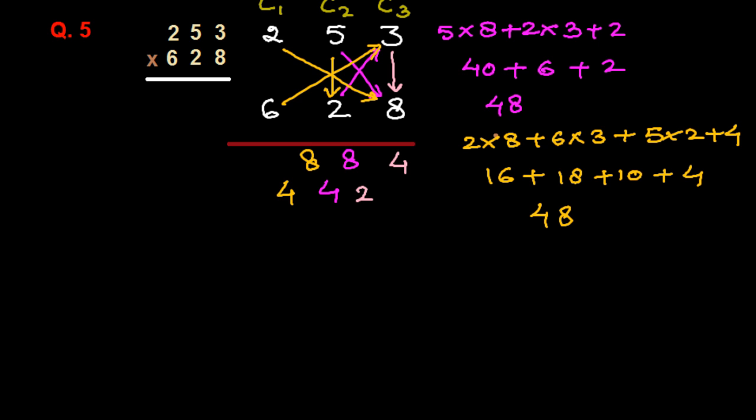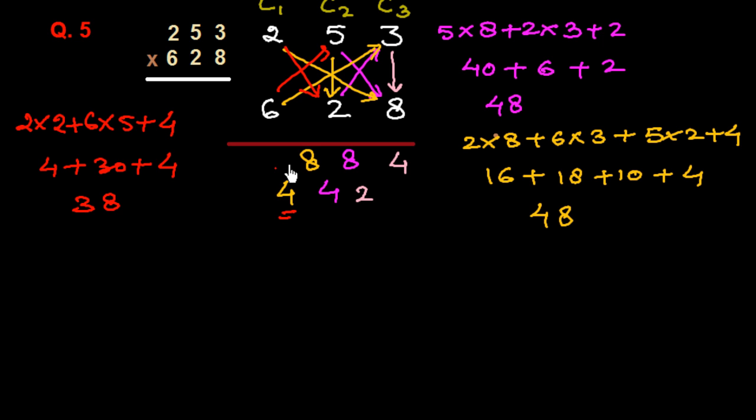Now we have to multiply column 1 and column 2 diagonally with crisscross technique, and add up this carried number with this. So I write down here 2 into 2 plus 6 into 5 plus 4. So 2 2 times which is 4, 6 5 times which is 30, and plus 4. So we got here 38. So I write down here 8 and 3 carried.